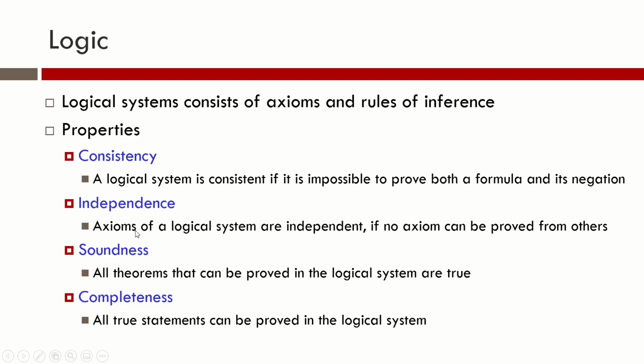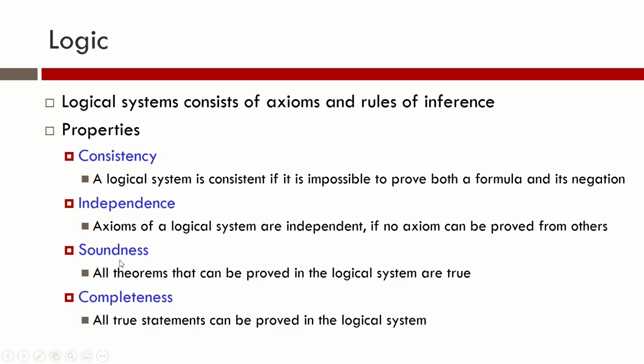Then independence means that, we have seen that the logical system consists of axioms. The axioms in a logical system should be independent. That is, no axiom can be proved from others. We will use axioms to prove formulas in the logical system, but we cannot prove one axiom from another axiom. So that is independence.